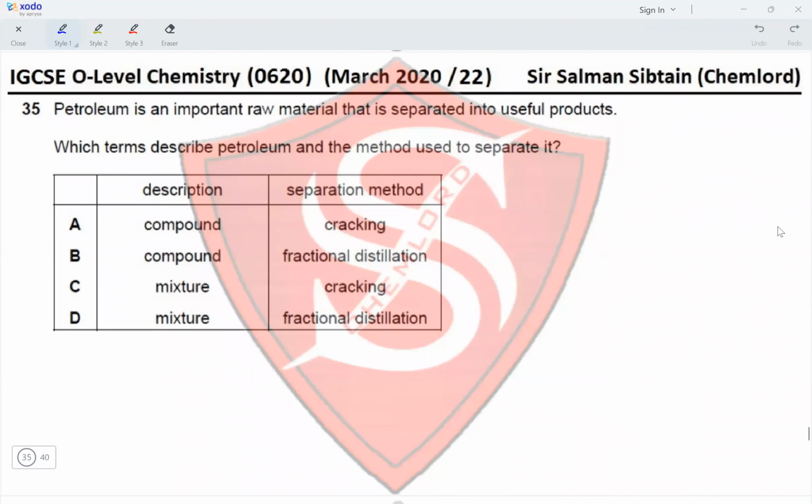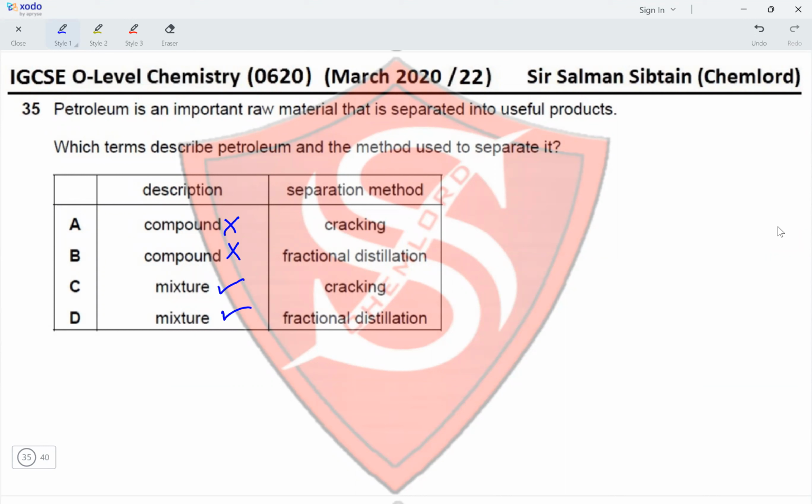Question 35. Petroleum is an important raw material that is separated into useful products. Which terms describe petroleum and the method used to separate it? Description: petroleum is a compound or a mixture. It is a mixture of different hydrocarbons, not a compound. So this eliminates options A and B. Now we will continue with options C and D.